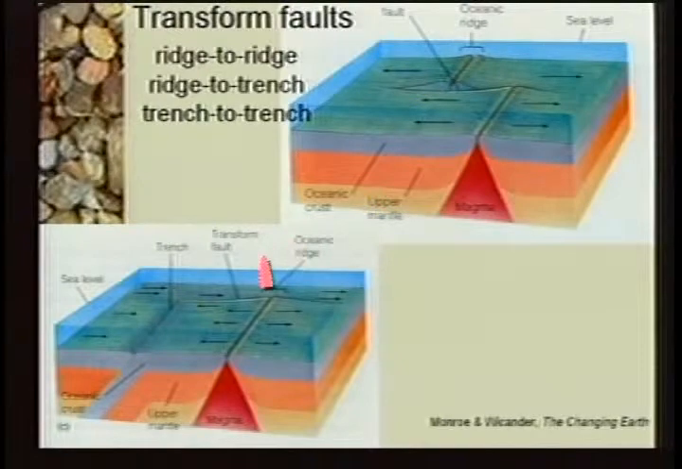We can also see transform faults down here. We see them connecting a trench and an oceanic ridge. We don't only have to connect the different segments of a ridge.